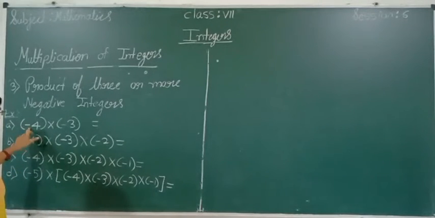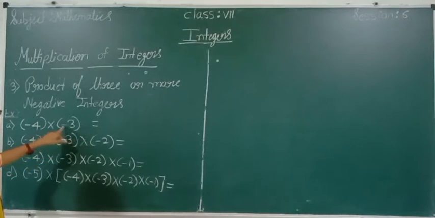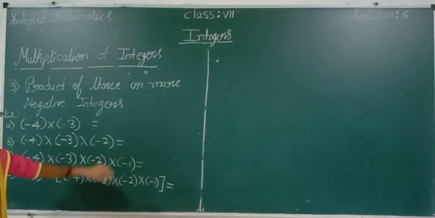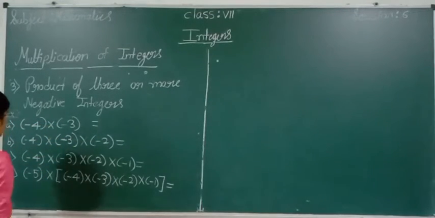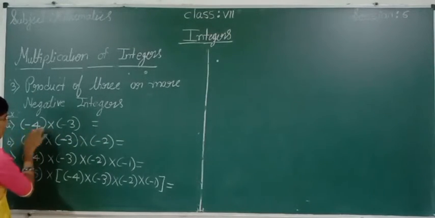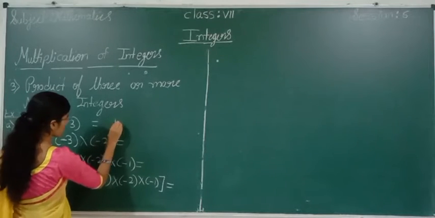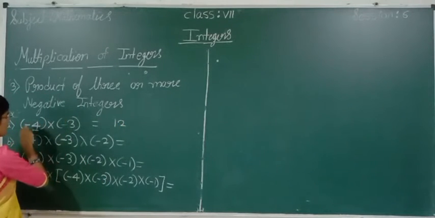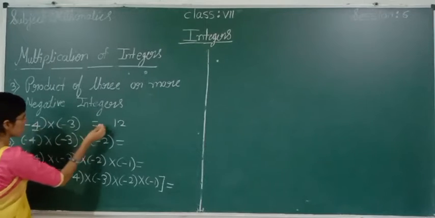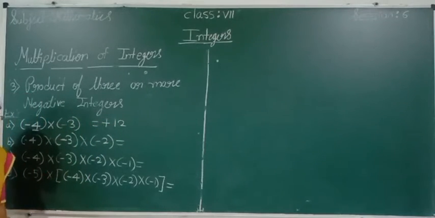See here, first example, minus 4 into minus 3. We know that when we multiply two negative integers, we will get a positive integer. So we will multiply 4 into 3. 4 into 3 is 12. Here, when we multiply two negative integers, we will get a positive integer.